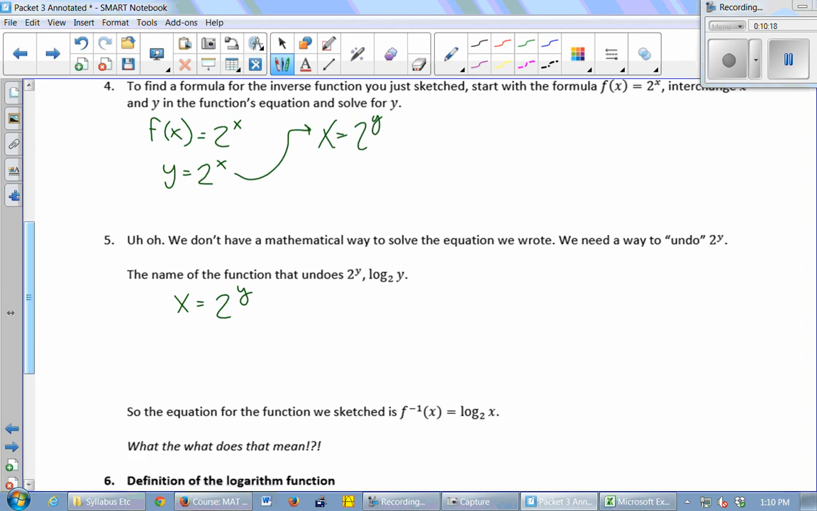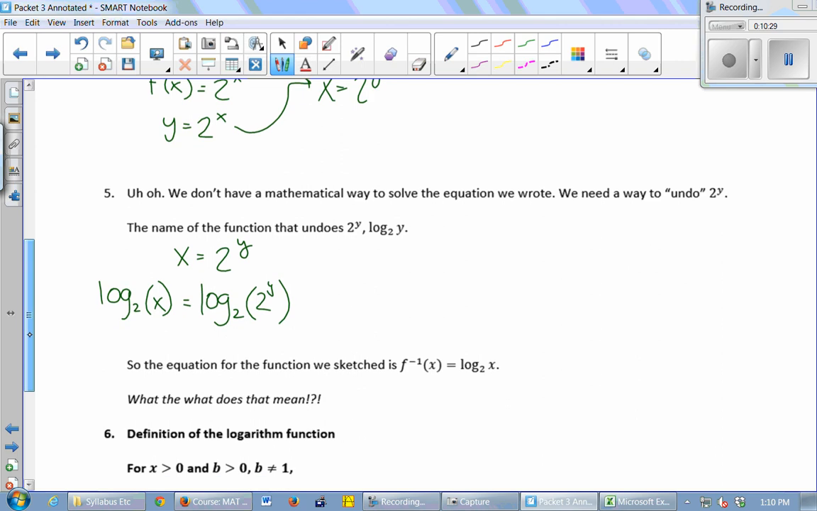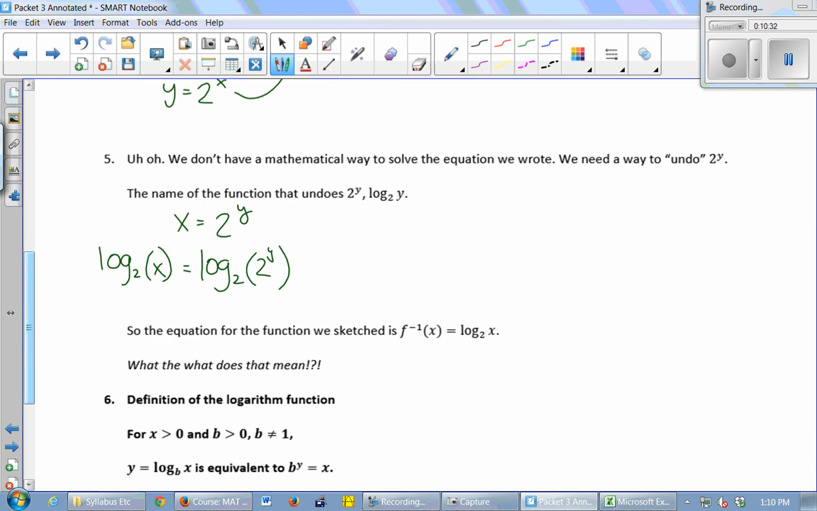So I'm going to take log base 2 of both sides here. Log base 2 of x equals log base 2 of 2 to the y. Okay. And log base 2 is the thing that undoes 2 to the y, right? So log base 2 of 2 to the y undoes it. So I now have log base 2 of x is equal to log base 2 of 2 to the y, which is y. Log base 2 is the thing that gets the y by itself. It's just a name of a function that says if you have 2 to a power and you want that power by itself, we're going to take the log of it.